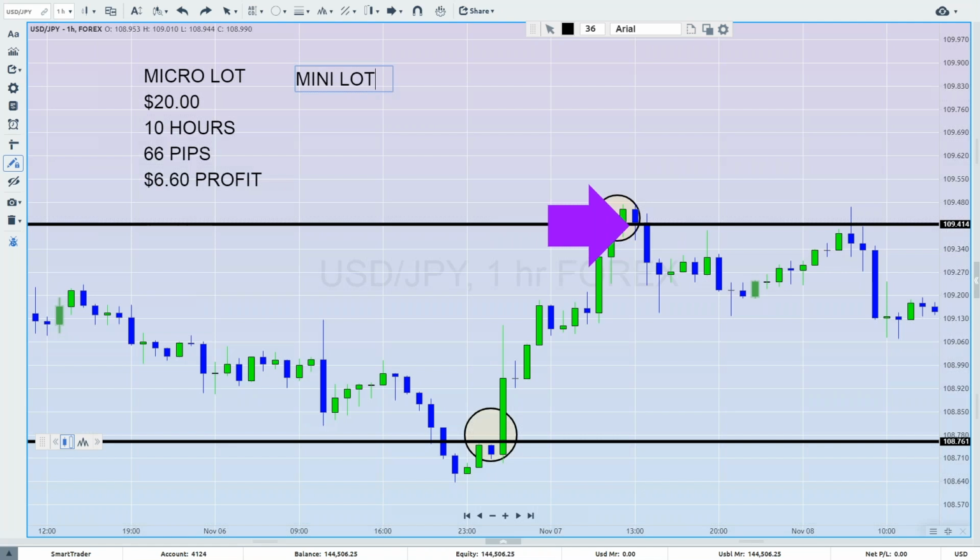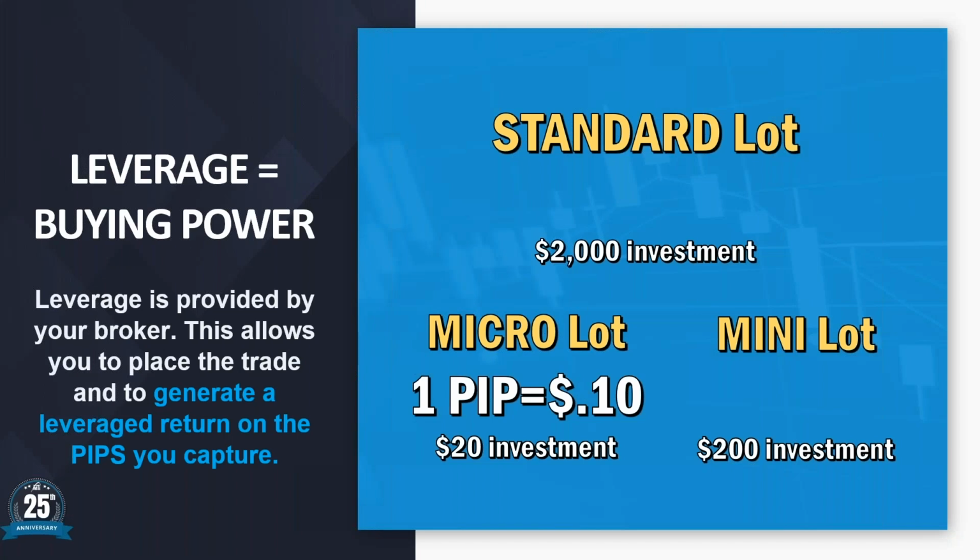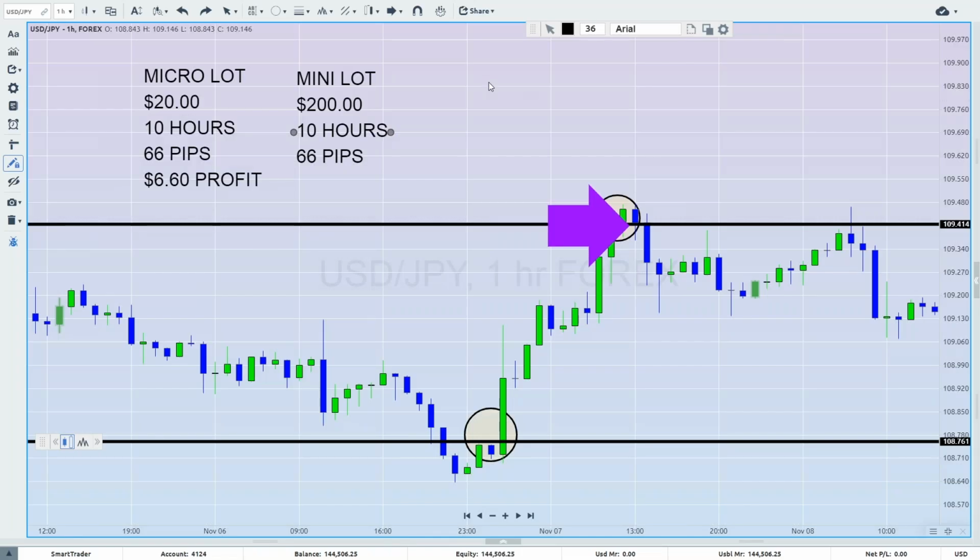We invest in our mini lot. Our broker is going to hold on to the $200 while we're in this trade. We're in the same trade, remember, so it's the same amount of time, 10 hours. We made the same amount of pips, 66 pips. The difference is we took a little bit more risk. Therefore, the market produced a bigger reward. We made the same 66 pips, but we were paid $1 per pip. So we just profited $66 in 10 hours, okay?